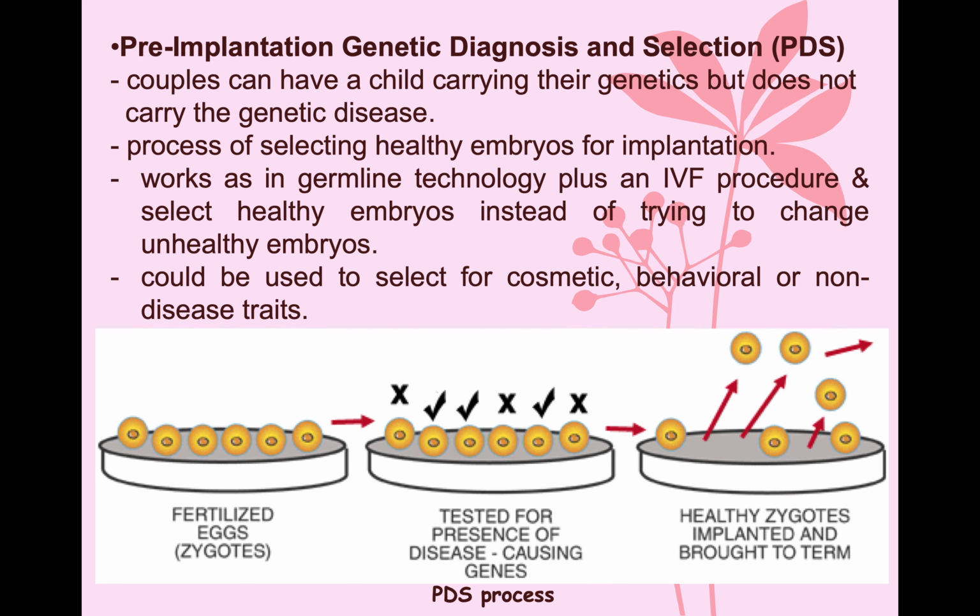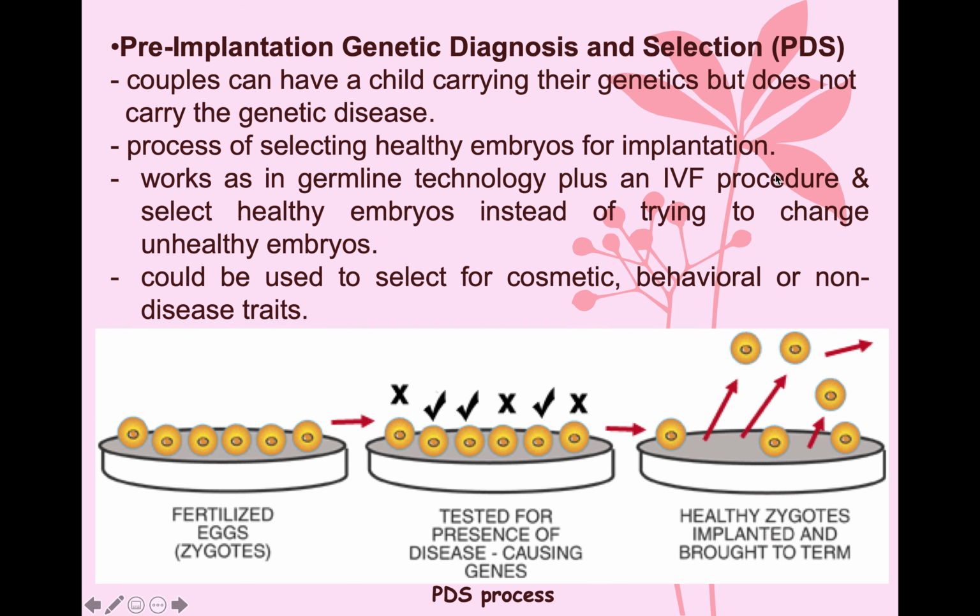Basically, the process is done by selecting a healthy embryo for implantation, and it works as germline technology plus an IVF procedure, whereby only a healthy embryo is selected and implanted, or returned back to the womb of the woman, so that when she gives birth, the baby is healthy without the disease affecting either one of the parents.